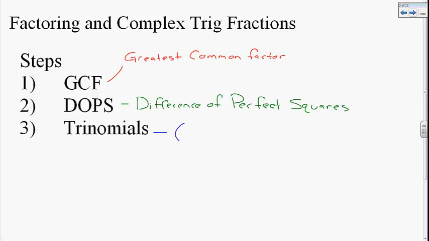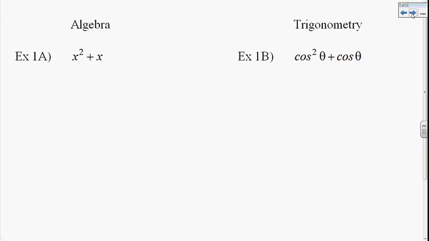The 3 different ways that you can factor are greatest common factor, a difference of perfect squares, and trinomial factoring, or as we will get into, freaky factoring. Some of you may have heard of it as funky factoring. In our examples, we will parallel an expression using variables on the algebra side and an expression where the variable is a function of theta on the trigonometry side.